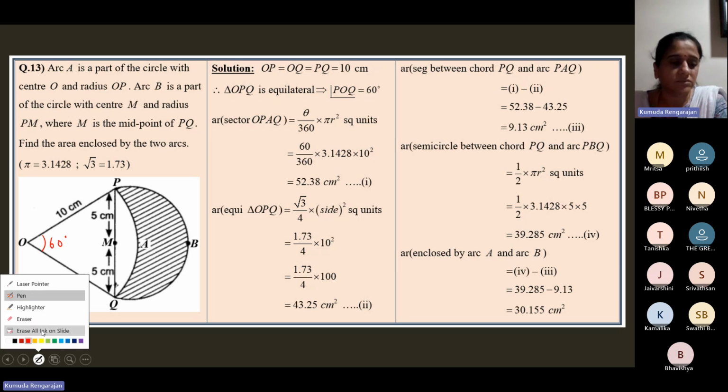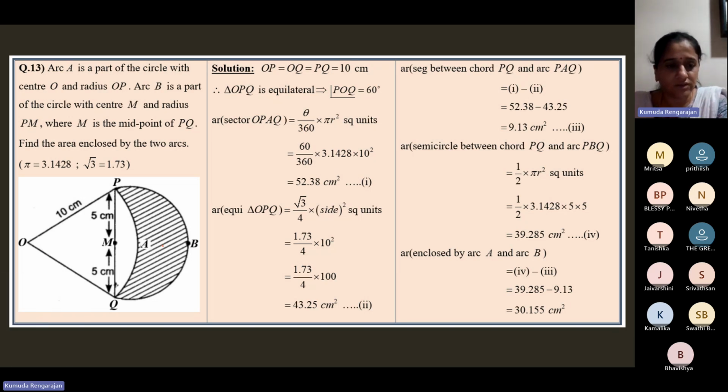So the area of the shaded region is the area of the semicircle. The radius of the semicircle is 5 centimeters. The area of a circle is pi r square, so the area of the semicircle is half pi r square, and the radius is 5. The area of the semicircle minus the area of this segment, this white portion, will give you the area of the shaded region. The area of the semicircle is easy to find: half pi r square, where r is 5.